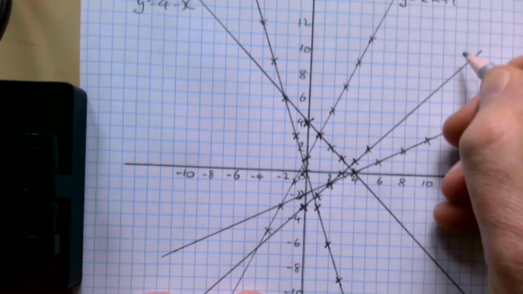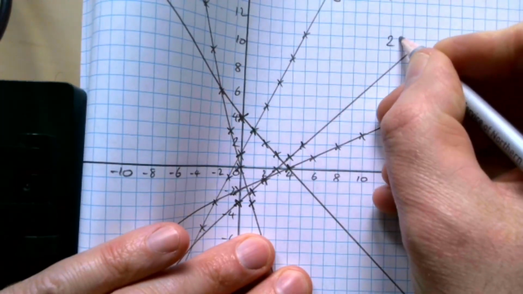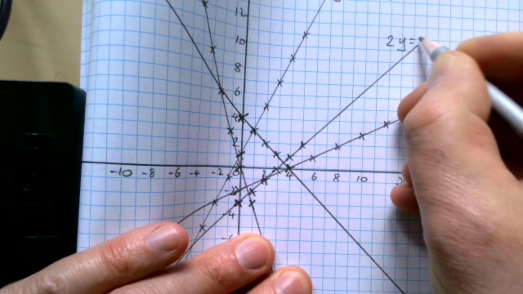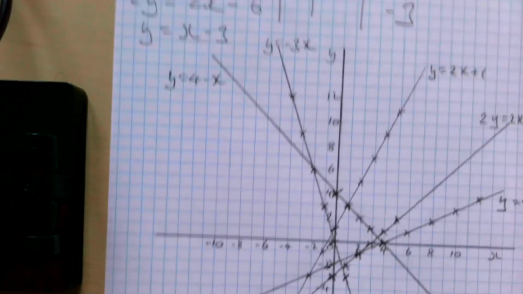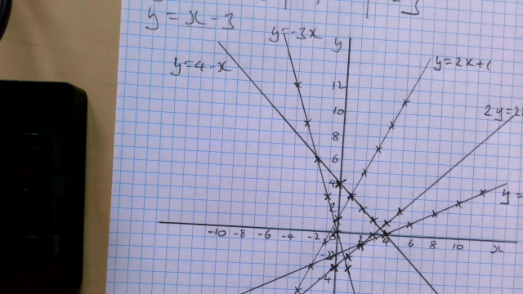And that line then was 2y equals 2x minus 6, which is the same as the line y equals x minus 3. So hopefully that's of some use, just to help you draw your y equals mx plus c graphs.